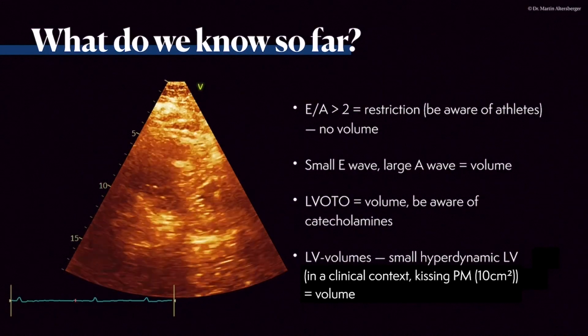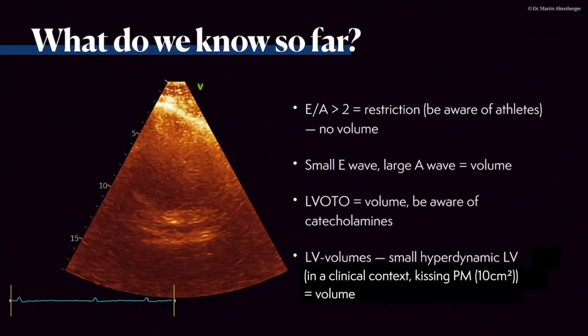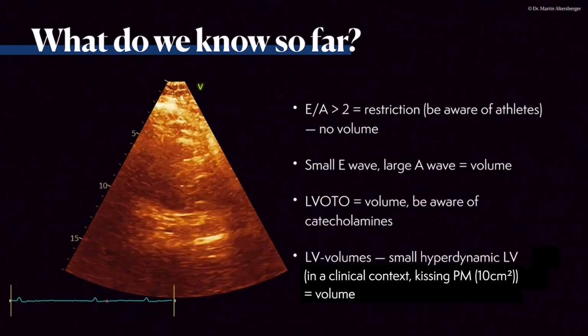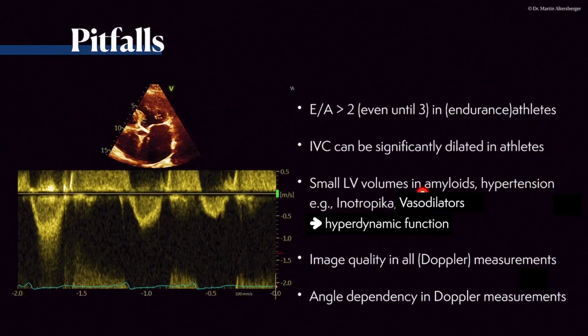Of course, there are many pitfalls: left ventricular hypertrophy and hypertrophic cardiomyopathy, amyloid heart disease, also HFpEF, heart failure with preserved ejection fraction, for example by means of hypertensive heart disease. So we have to be very careful and see it in a clinical context. Furthermore, if you use inotropic therapy or vasodilators, they can lead to hyperdynamic left ventricular function. The image quality is essential for all Doppler and B-mode measurements, but also the angle dependency needs to be addressed when you talk about Doppler measurements.